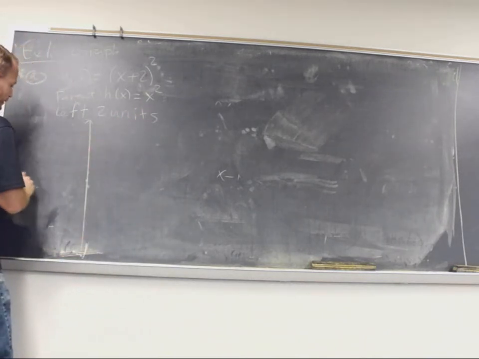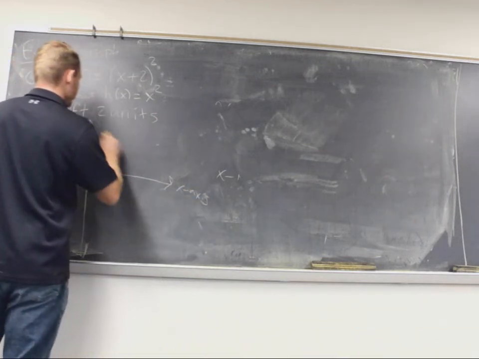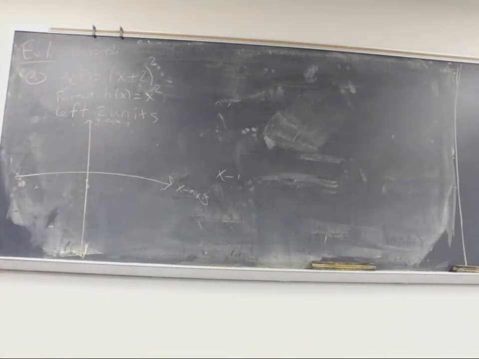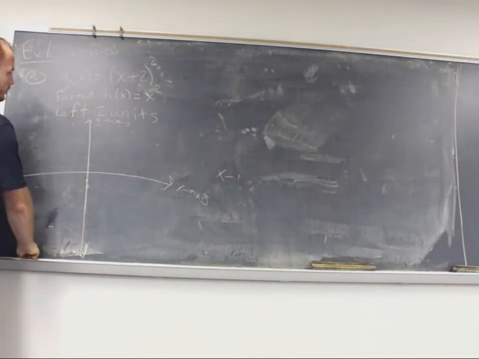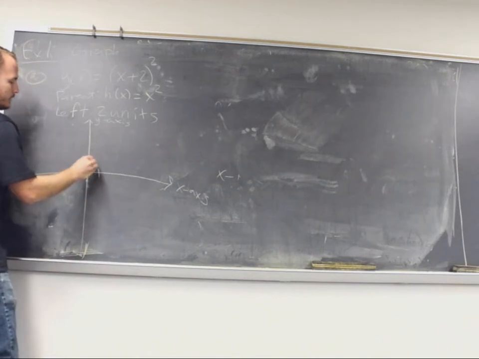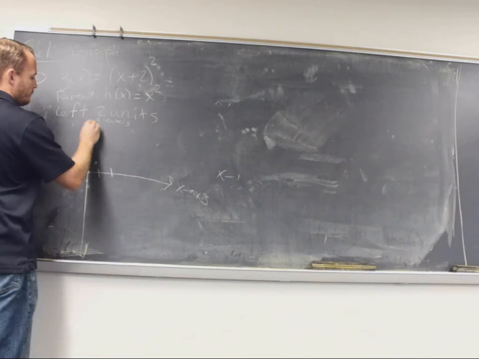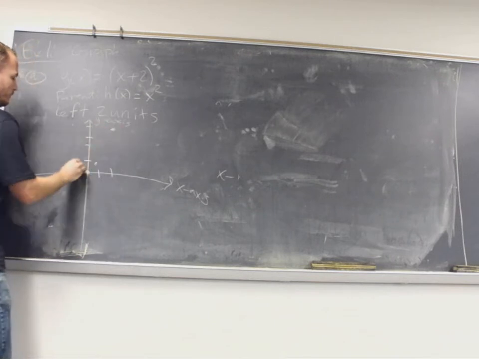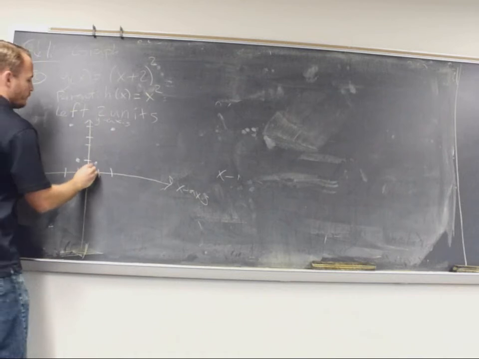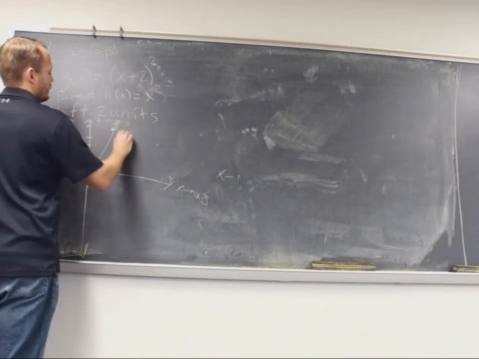Now let's graph that parent function. Parent function is x squared, so I know I have 0, 0, 1, 1, 2, 4. Negative 1, 1, negative 2, 4. And this is h of x.